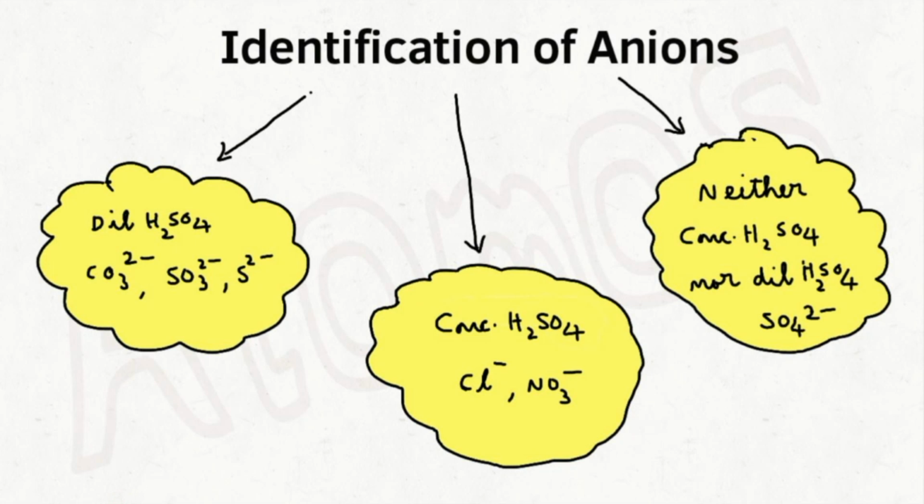Now see this picture. In order to identify the presence of an anion, we will generally use three methods. Carbonate, sulphite and sulphide can be identified using dilute sulfuric acid. Chloride and nitrate can be identified using concentrated sulfuric acid. But if any sulfate is present in a particular salt solution, you cannot use concentrated sulfuric acid or dilute sulfuric acid also. So in that case, how to detect the presence of sulfate? Everything we are going to learn in detail.